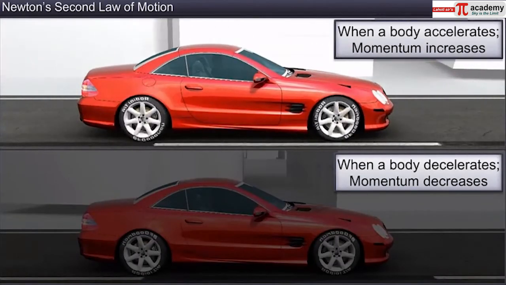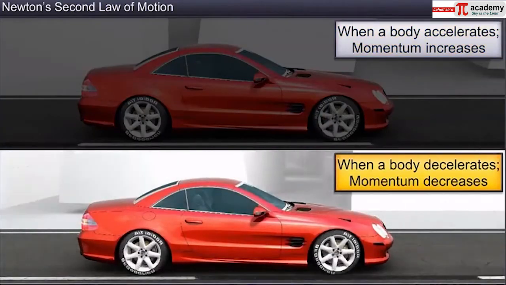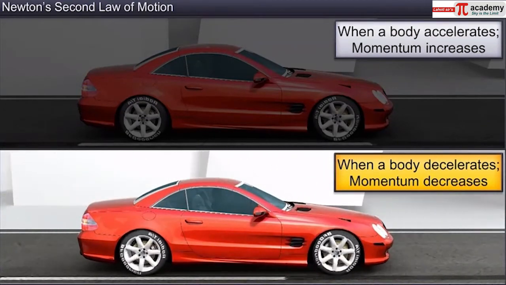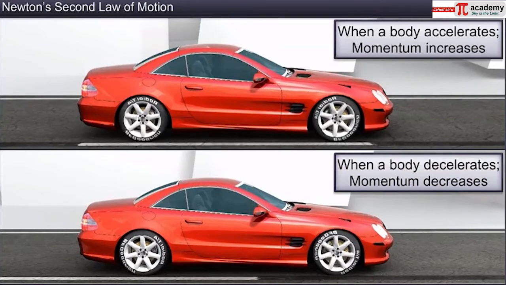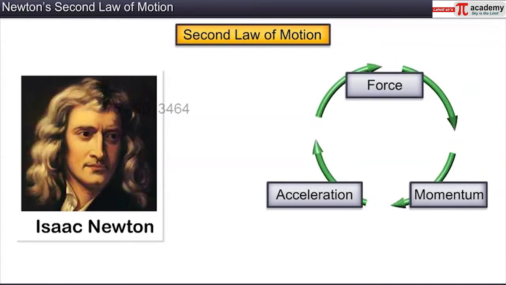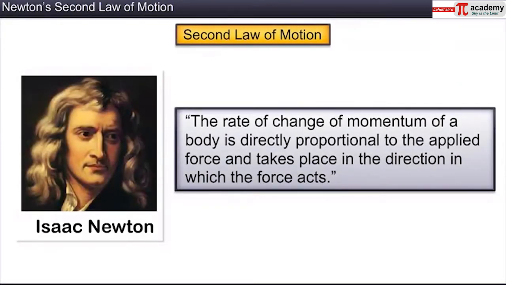In other words, the momentum of an object increases when it accelerates and vice versa. Therefore, the rate of change of momentum depends on the acceleration of the object. Newton's second law of motion brings out this relationship between momentum, acceleration, and force. Newton's second law of motion states that the rate of change of momentum of a body is directly proportional to the applied force and takes place in the direction in which the force acts.